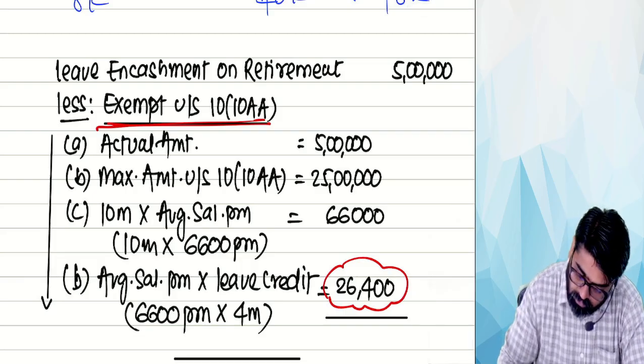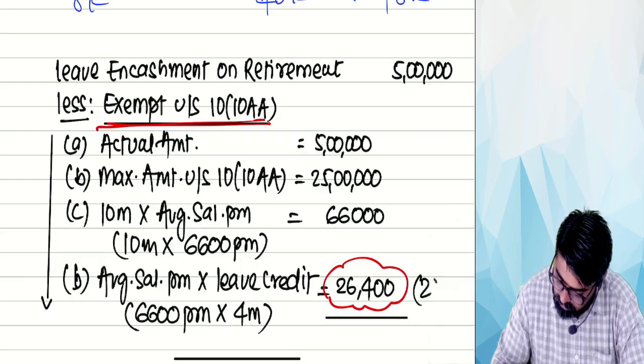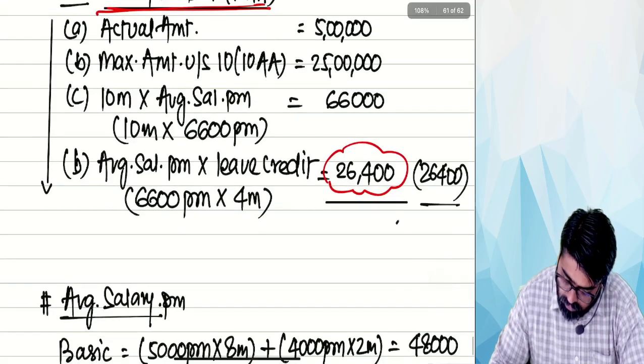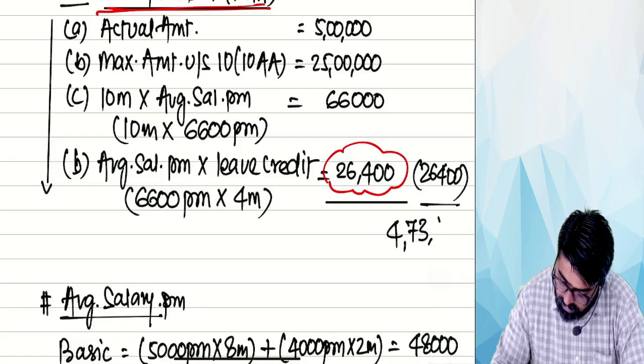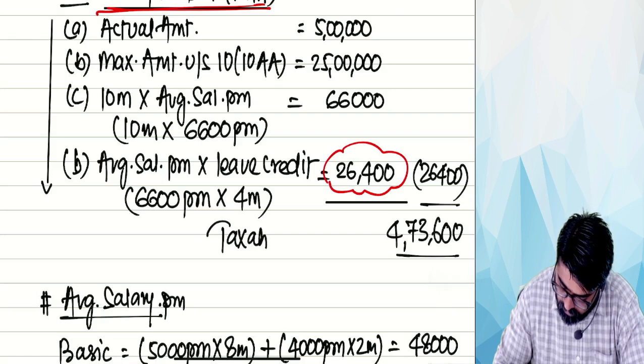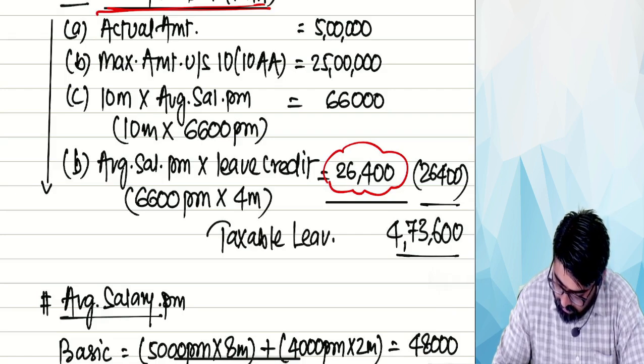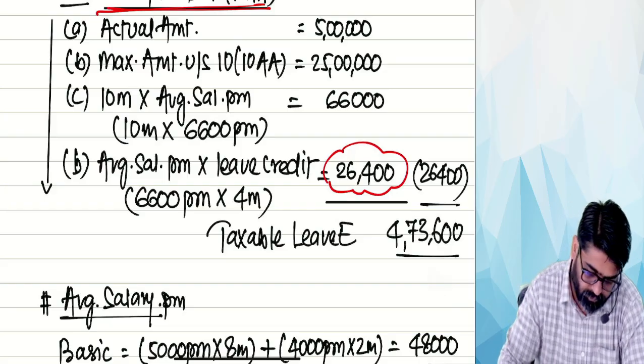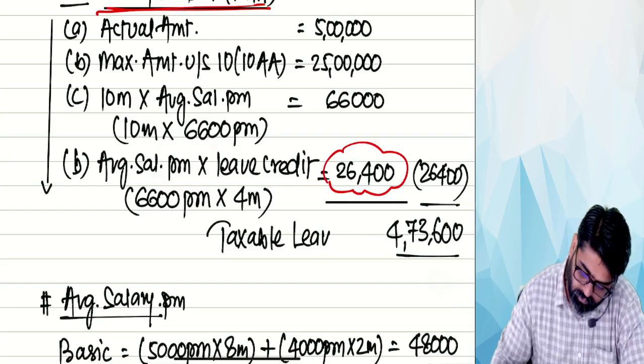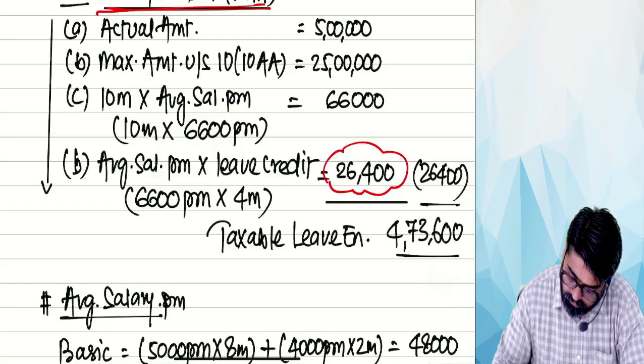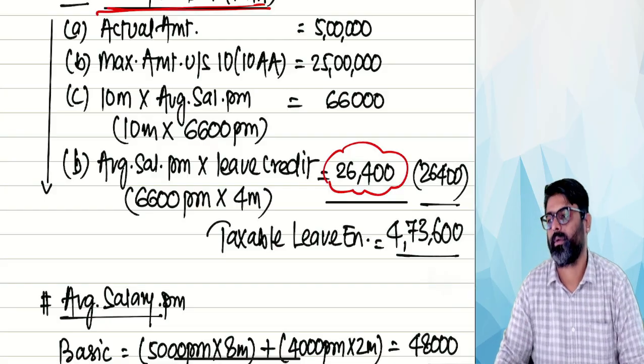Okay, no? So, 5 lakh minus 1,400. What will be the taxable amount? 70,600. This is your taxable leave encashment. Leave encashment. The taxable encashment.